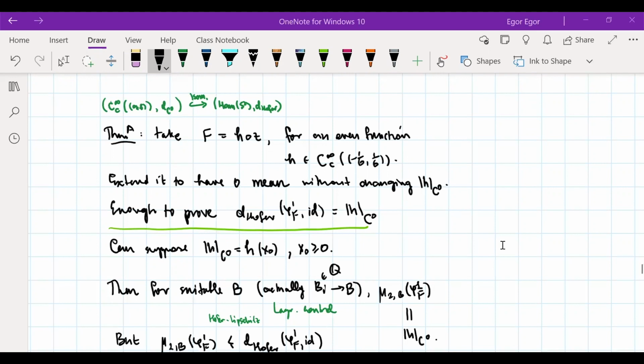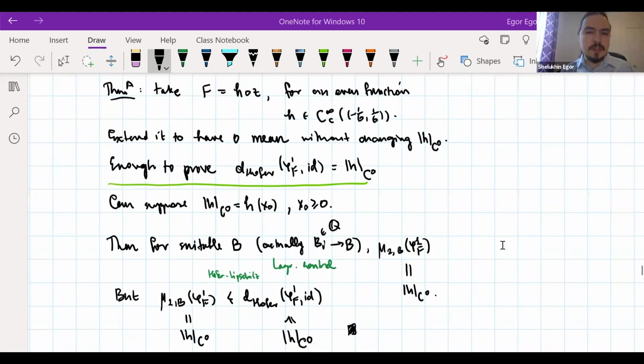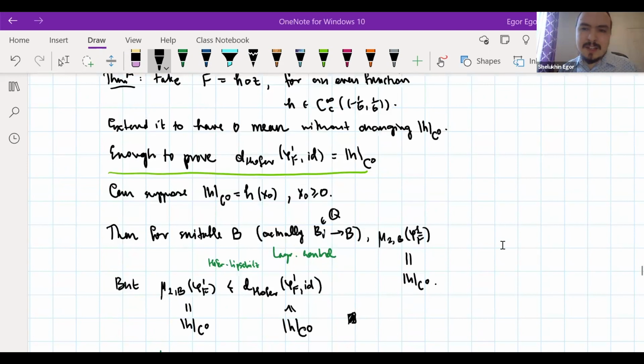Okay. So if there's no question, by changing signs if necessary, we can suppose that the C0 norm of H is attained at some point x0 in the interval minus 1/6, 1/6. But we can also say that this x0 is positive. And then for a suitable B, well, actually, we need to take a sequence of B_i rational that converges to B, but okay, fine, that's not a problem.